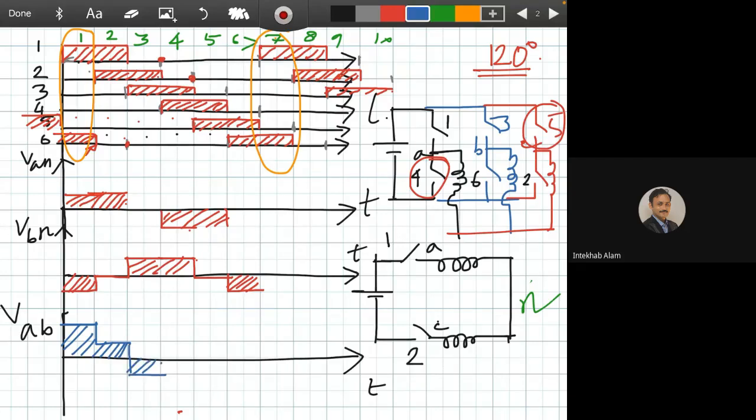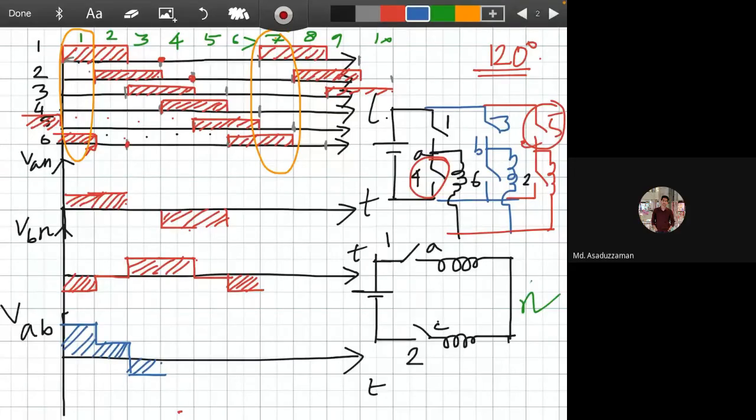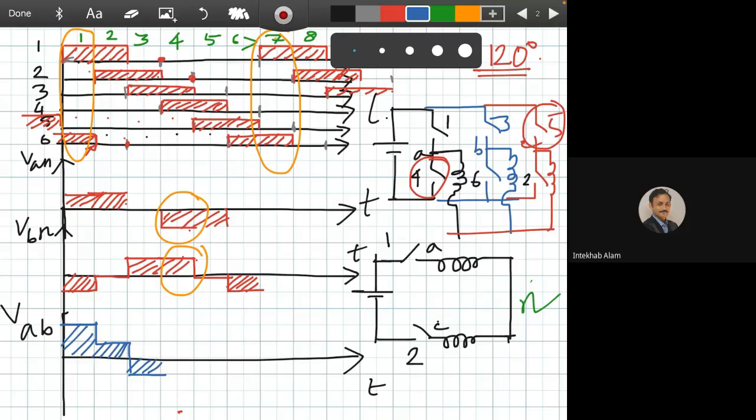What will be the value in mode 4? Minus 1. Minus half minus half, minus 1, sir. And this is half. So this will be minus 1.